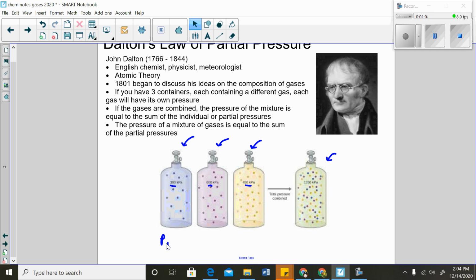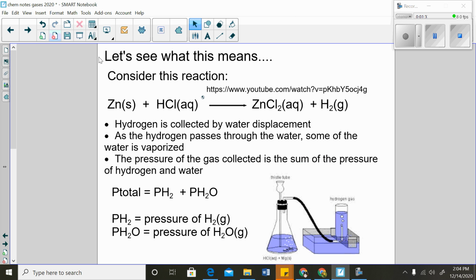We usually say PT, or P total, and it's equal to P1 plus at least P2, but it could be P3, P4. It depends how many gases you are looking at. So the 3 and the 4 is going to depend on whatever situation we're talking about, but it's at least P1 plus P2. So partial pressures combined will equal the total pressure of the mixture.